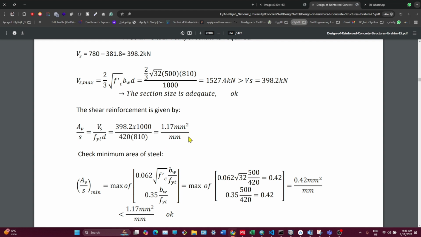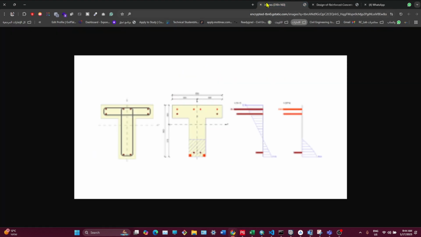This number, you need to have an experience with it. Once you see 2 or 3 millimeters per millimeter, you say, oh, this value is larger, it's not expected, there's something wrong. 1.17 is just the Av over s, which means the shear reinforcement distribution, as millimeter square of what? Of the two legs, assuming we have a single stirrup, not an internal stirrup to be a double stirrup. Is that clear? Can you try to sketch it, to see what is happening?